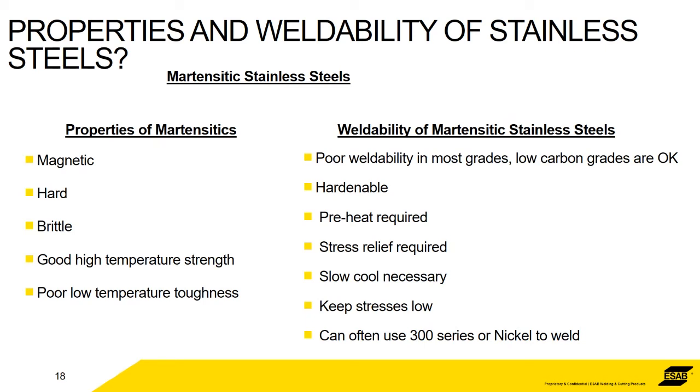But the reason that people use the martensitics is that they're hard and brittle, so they have good high temperature strength. But because of that, they've got poor low temperature toughness. In terms of weldability, it's comparatively poor. There's always hard and brittle zones. So preheating, stress relieving, slow cooling, control of the temperature through a martensitic steel is absolutely vital in order to keep the stresses low. If it cools down with differential temperatures, you've got a gradient across the alloy, then you'll get stresses building up and it'll want to crack. Again, people do use 300 series or nickels to weld them.